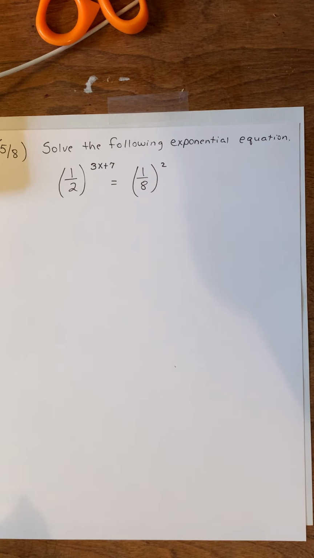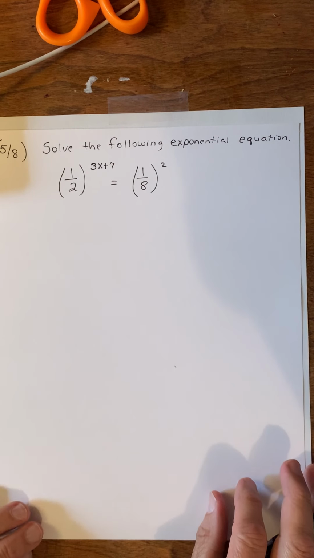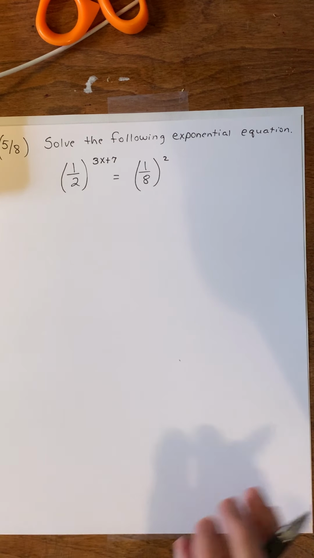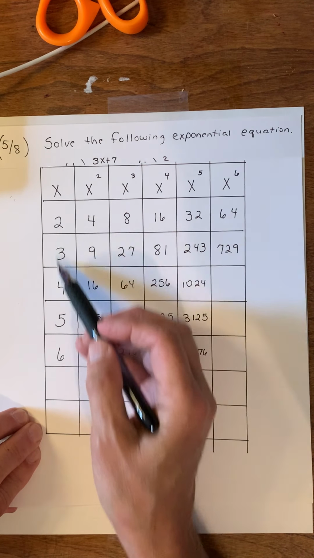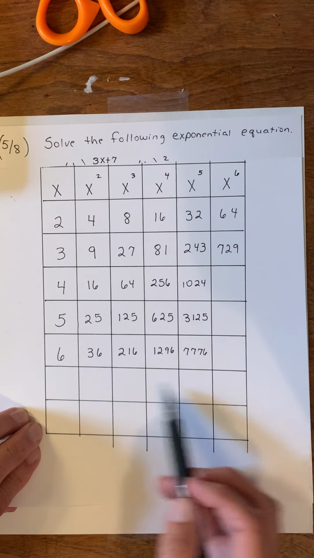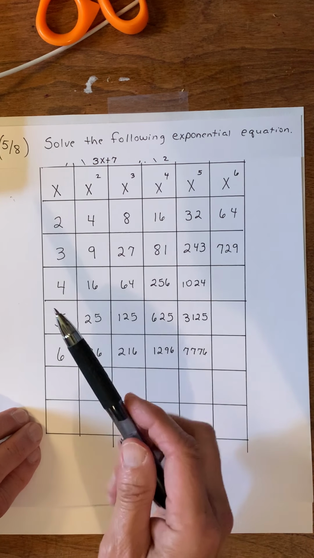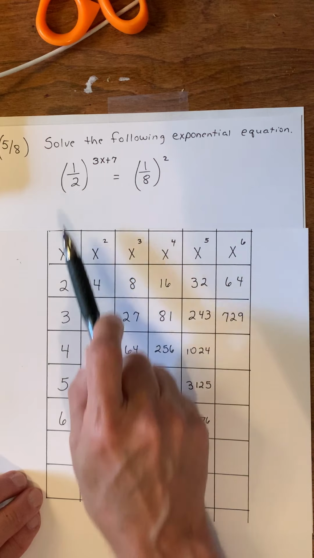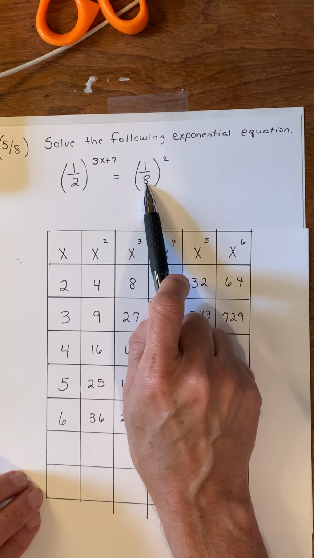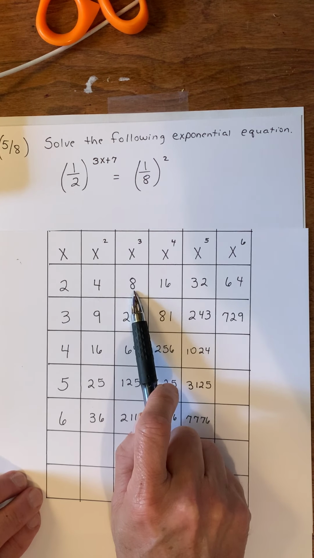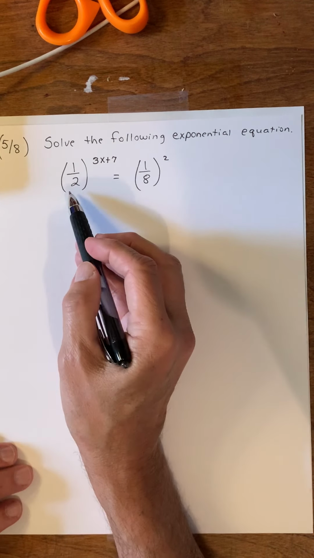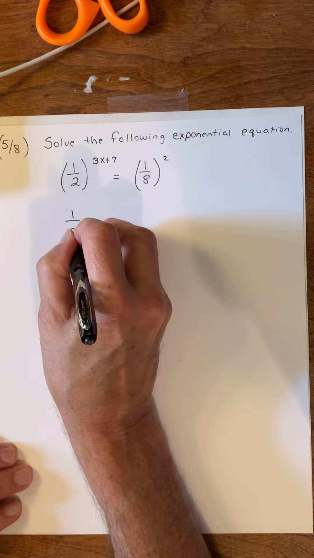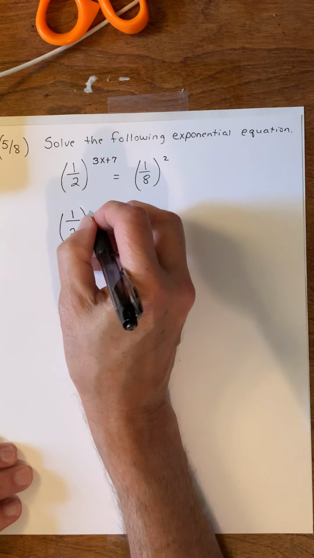Solve the following exponential equation. Now here's where we're going to have to think a little bit outside the box. Because you might notice in my chart, I don't have 1/2 to any powers. I could, if I wanted to, create it down here. But notice what I do have is 2 to certain powers. And notice that 8 is one of those chart numbers for 2. And here's what I observe. 1/2 is going to be my common base.